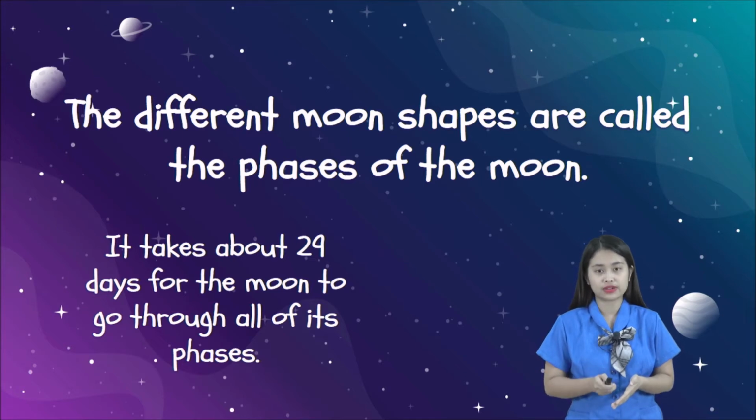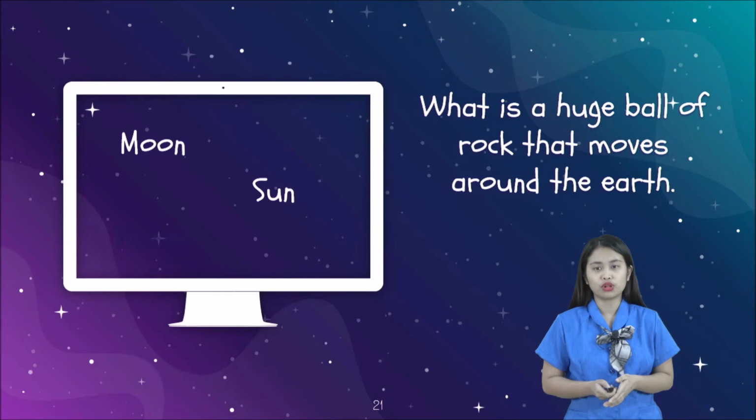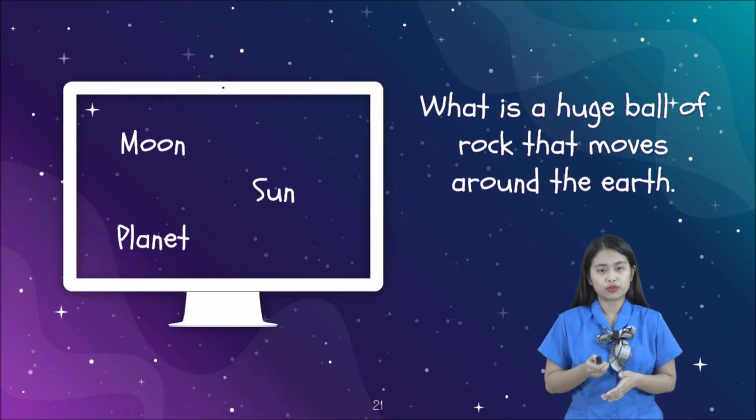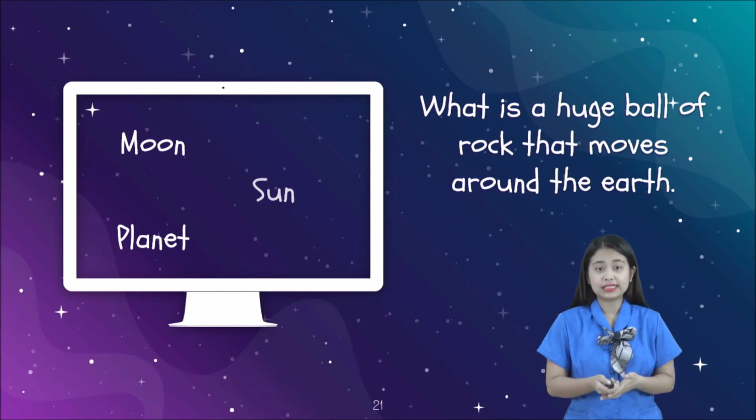Now let us answer this. So what is a huge ball of rock that moves around the earth? So we are going to choose from moon, sun, and planet. So again, what is the huge ball of rock that moves around the earth? Very good. That is the moon.